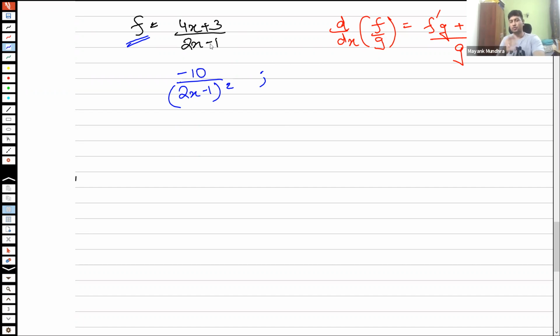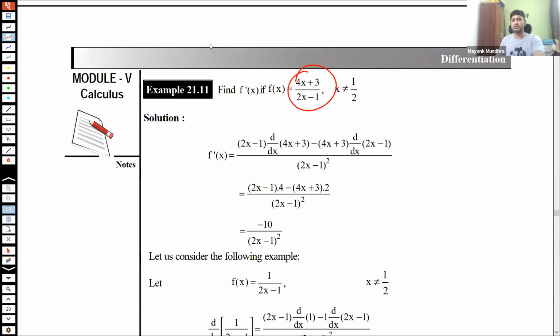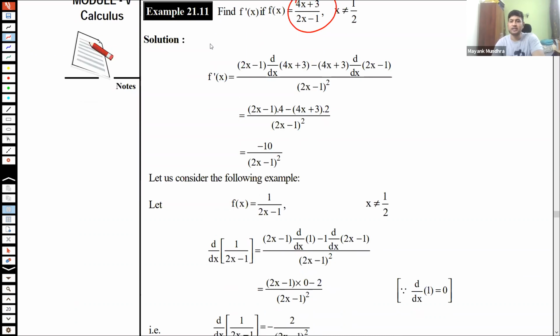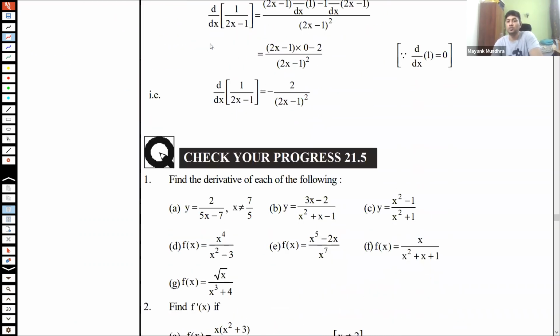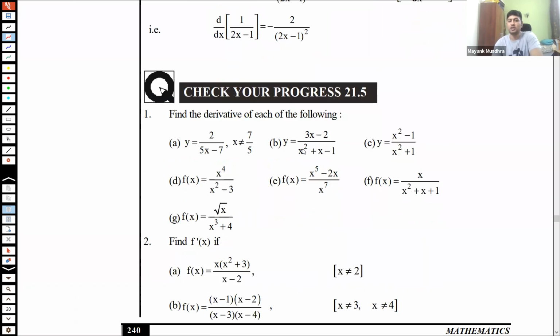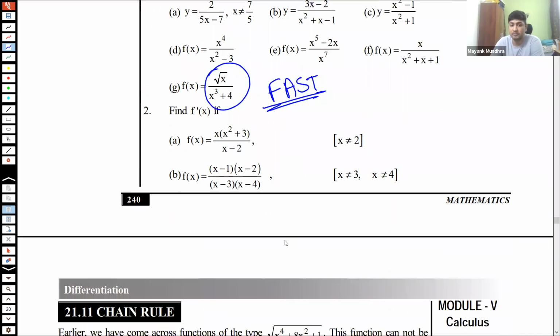Once you know these rules and differentiation of individual functions, you can basically differentiate any huge, ugly looking function that there could be. For example, something like this. The aim is not just to be able to do it, the aim is to be able to do it fast. Speed is important, and that's why I'm giving you so many problems, because if you do more problems, you are going to gain speed, which is going to save you time in the exam.